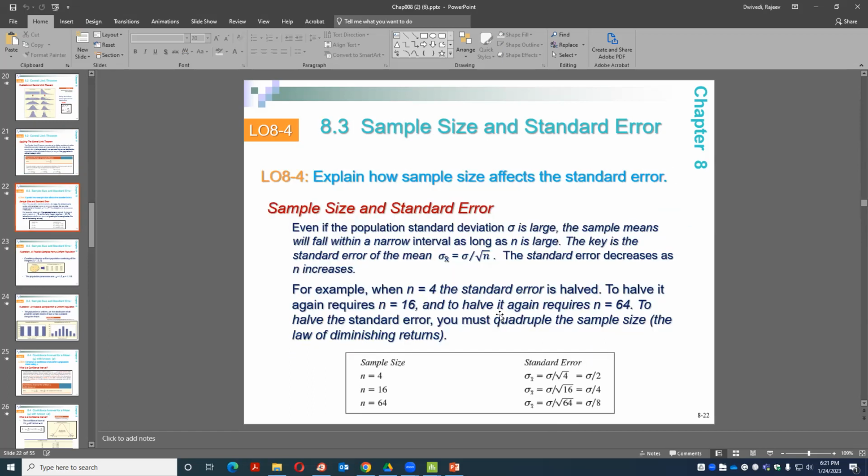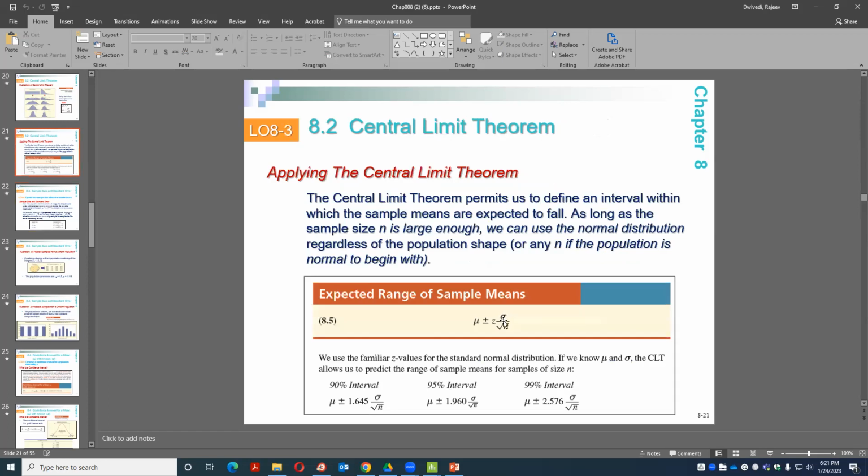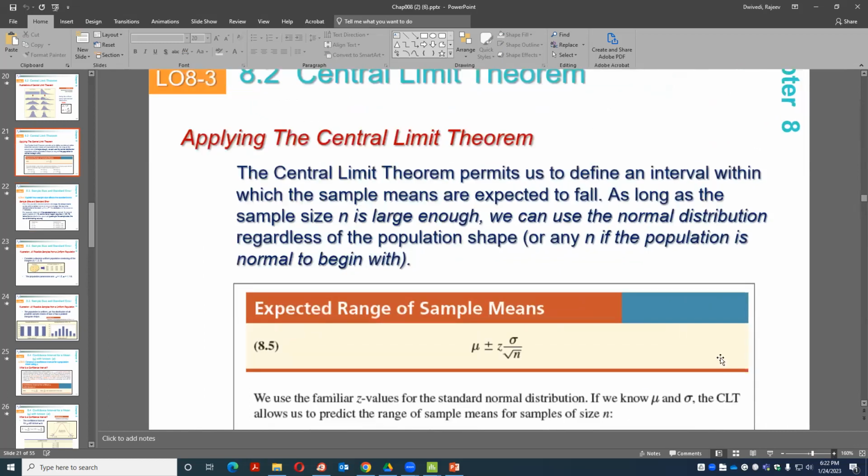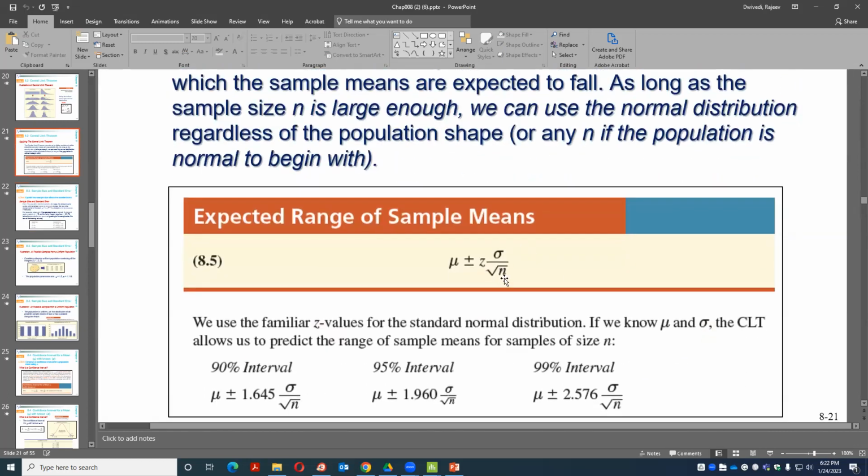Now, another important thing you can see. If you want to estimate precisely, how can you do that? If your range is very narrow, very small, your prediction is more accurate. From the formula, you can clearly see that if you increase the n value, the margin of error will be reduced. If the sample size is large enough, you can reduce the margin of error.